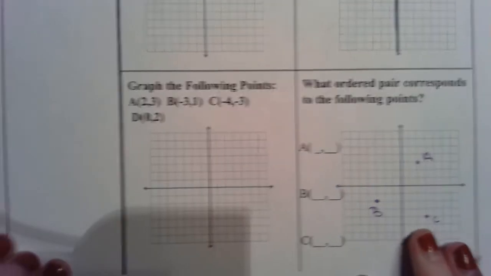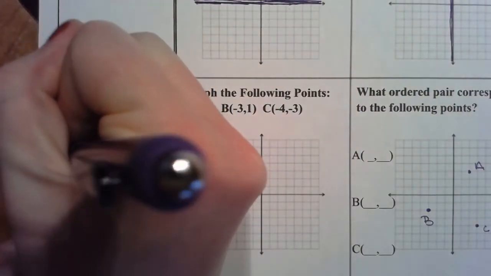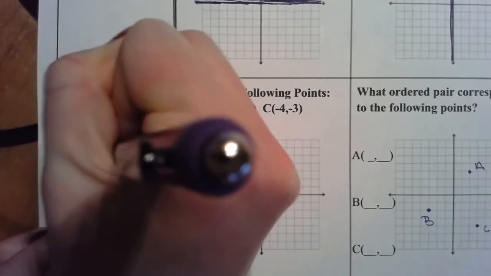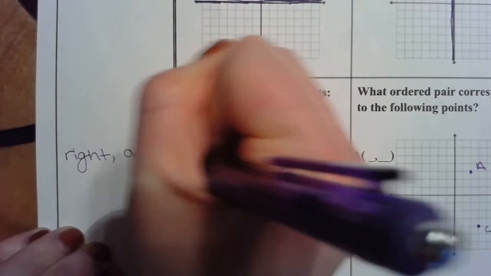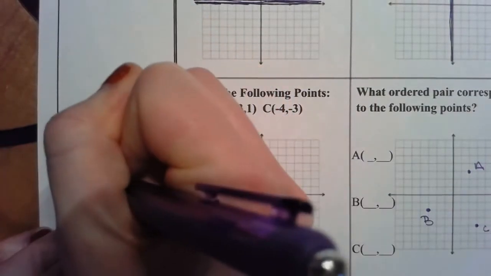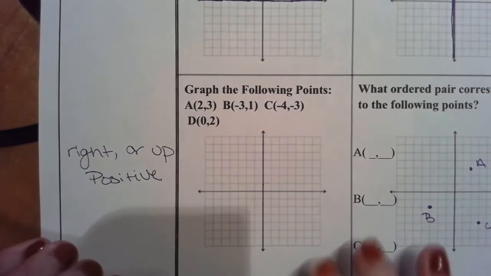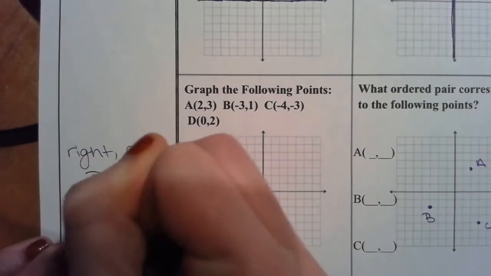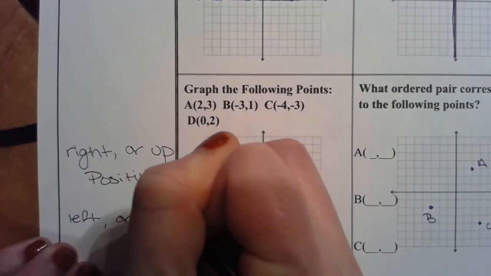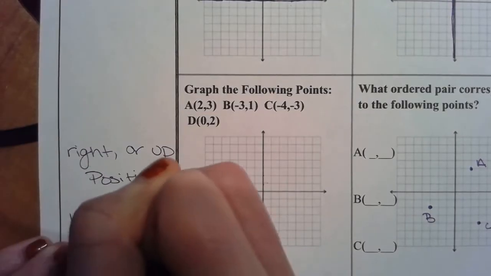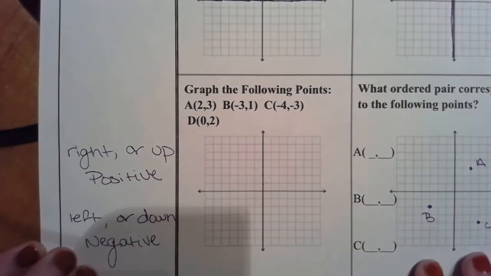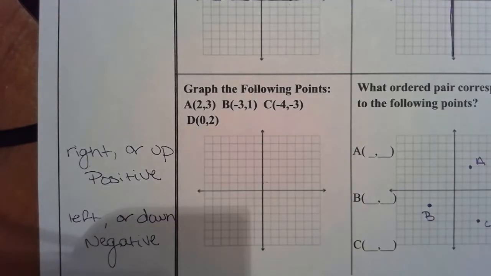Now, off to the side here, I'm going to write: if I'm going to the right or up, I know that these are going to be positive. If I'm going to the left or down, those are going to be negative values. I'm just going to write that little note to myself to remember that when I'm plotting points, if I have a positive value, I'm either going to the right or I'm going up. If I have a negative value, I'm going to the left or I'm going down.